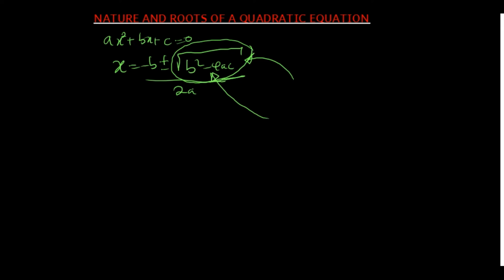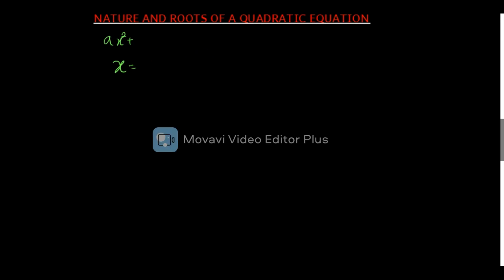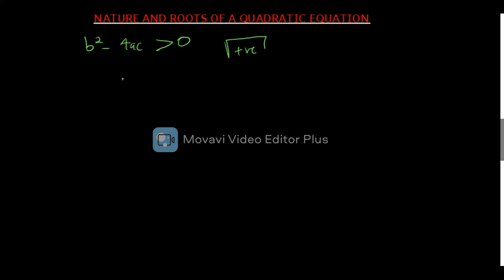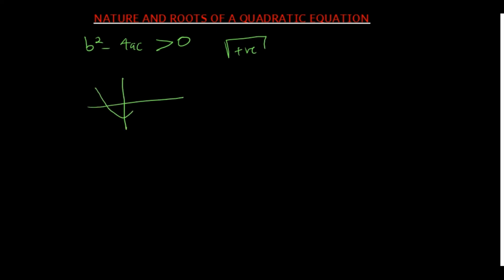So let me call this part, the b squared minus 4ac, the discriminant. Our interest is in b squared minus 4ac. If b squared minus 4ac is greater than 0, that means this value is giving us a positive number, so everything in the root is a positive number. Whenever you find a positive number in the root, when we are sketching, our graph can either be like this or like that. The thing is, it's going to cut the x-axis at 2 points.